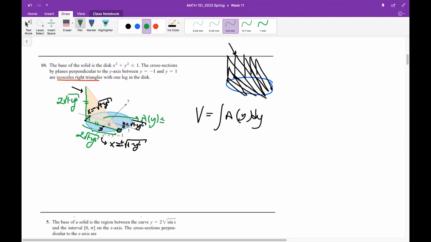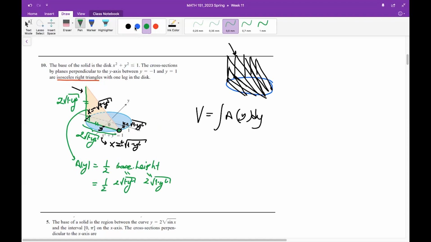And then we are ready to express the area in terms of y. Let's do that. Area of this triangle is 1/2 base times height, right? High school information. So it is 1/2, base is 2 times the square root of 1 minus y squared, and height is the same, 2 times the square root of 1 minus y squared. So after doing the simplifications, you can just insert it to here. Now, what about the boundaries of your integral?